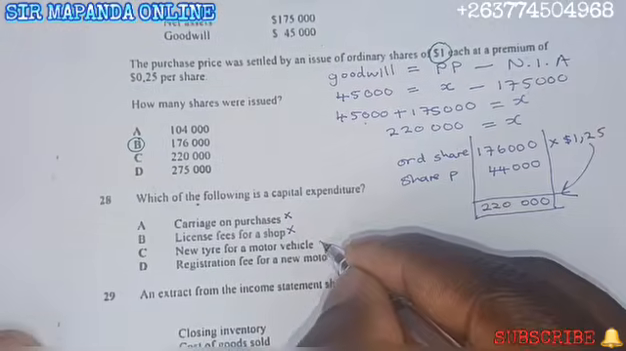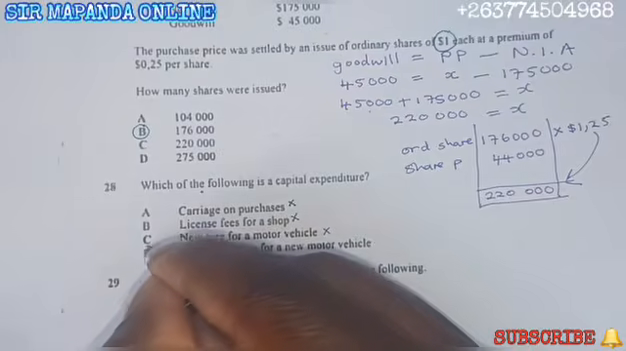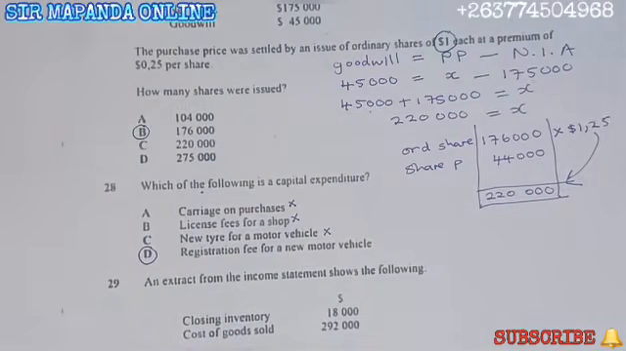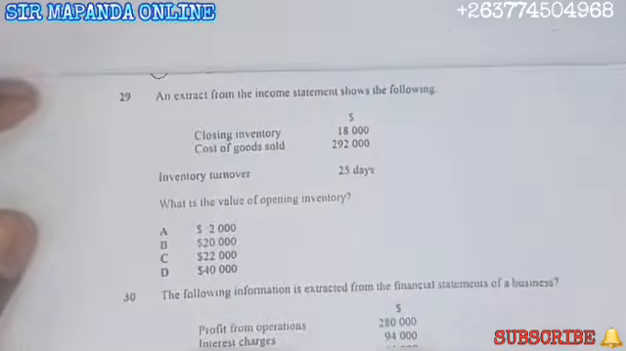No. Then registration fee for a new vehicle? Yes. So the money that you pay to register a new motor vehicle is treated as capital expenditure. But the license fees, which come thereafter, fall under revenue expenditure. So your answer is D. I hope you are following. Move on to question number 29.